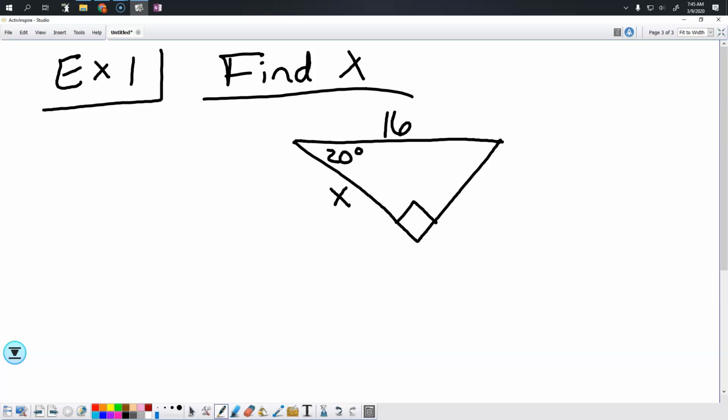So here we go. Step 1, what's my reference angle? It's 20. And we want to label the 2 sides, the one that we want and the one we have. What's the one that I want? Is that opposite, adjacent, or hypotenuse? That's the adjacent side. And what's the one that I have? Excuse me, it's the hypotenuse, you're right. So, I want the adjacent, I have the hypotenuse.